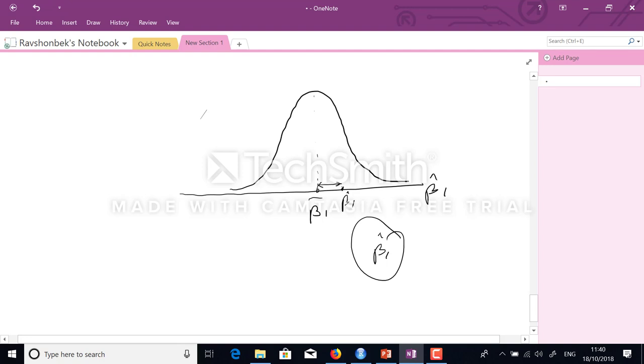In that instance, in this case, we should calculate the standard deviation of this distribution. So we are interested in the standard deviation of the distribution. We need to work out how significant beta 1 is, how far this lies away from the actual beta. So you need to work out the standard deviation of this. This is then hypothesis testing.